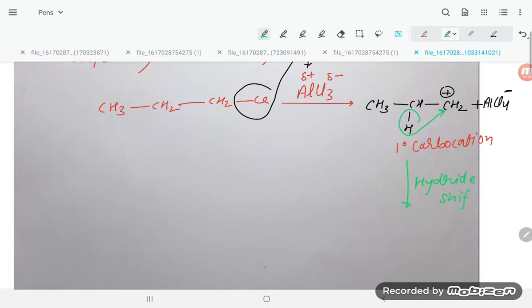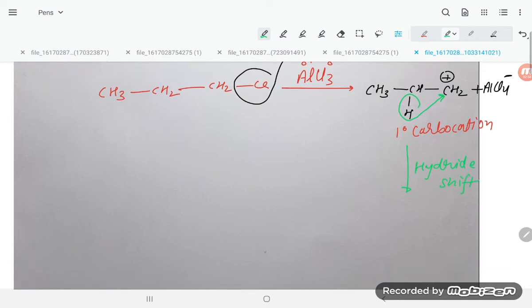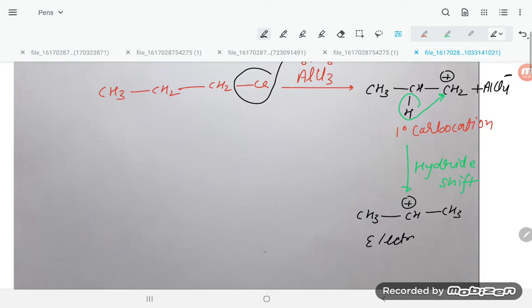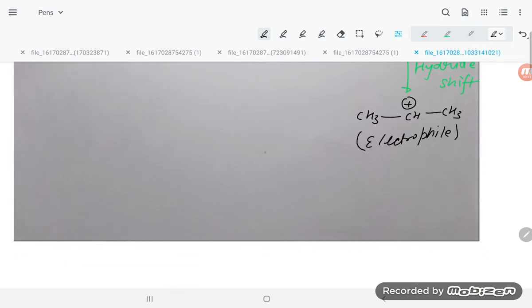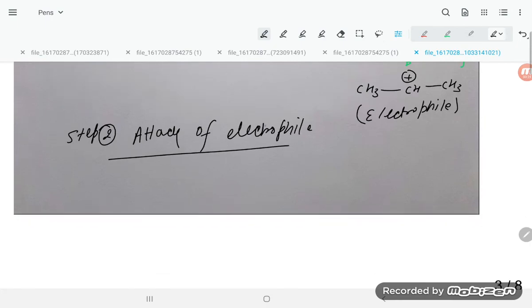So if you are doing hydride shift, what compound are you going to get here? You can see the intermediate is CH3, CH positive, and CH3. This is the electrophile, right? Now step number 2, you go and check with step number 2. Step number 2 is attack of electrophile. This is whatever the next step. This is attack of electrophile.